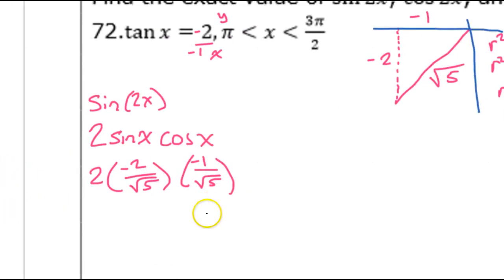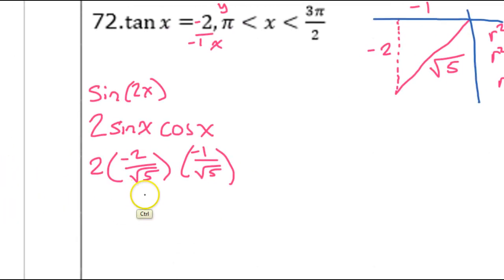So all I really have to do is simplify this. So this is like having 2 over 1. Negative times negative is a positive. So this is going to make 4 over 5. Hopefully you understand that radical 5 times radical 5 is 5. So this is the sine of 2x.